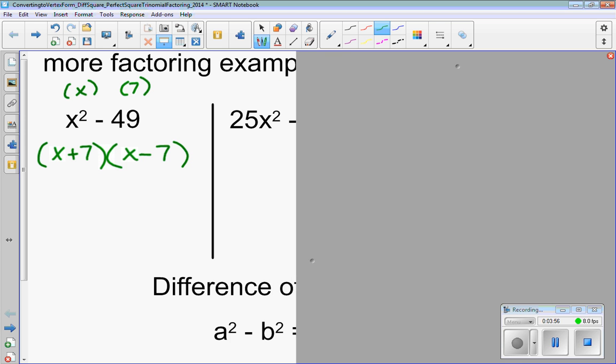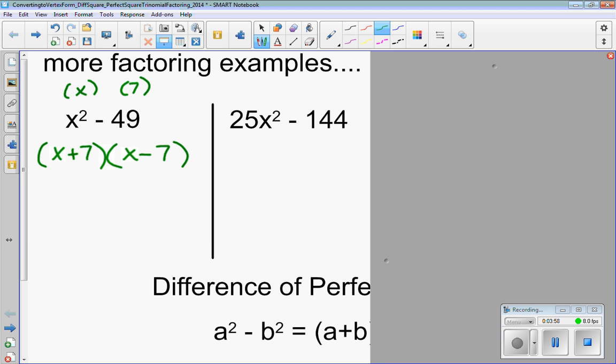All right, let's try the second one. We have to make sure that both of these are perfect squares first. And is there a subtraction sign? If there is a plus sign here, it is not factorable. It absolutely has to be a subtraction. So it's divisible by 5 and 12. Okay, so 5 and 12 are the square roots we would use in this case. Those are going to be our a and our b.